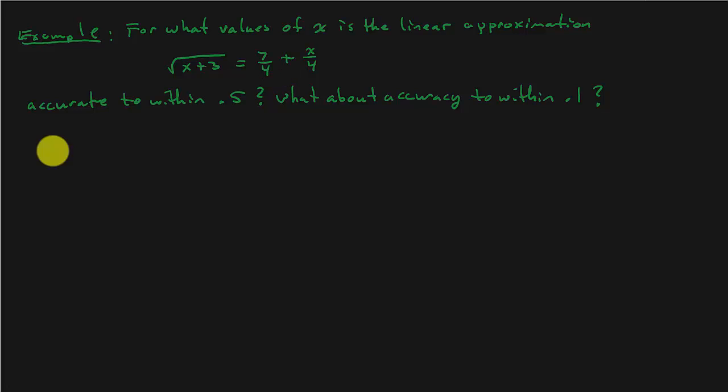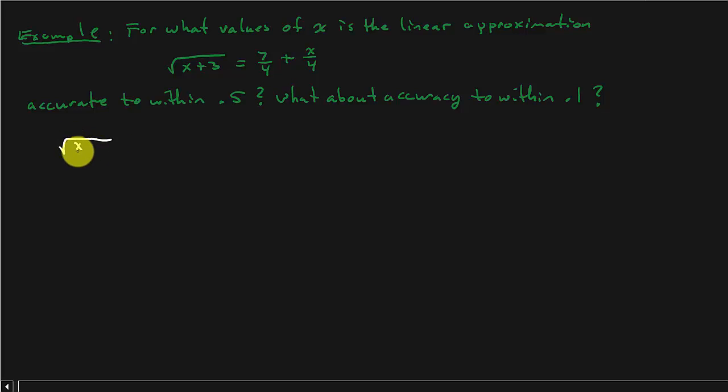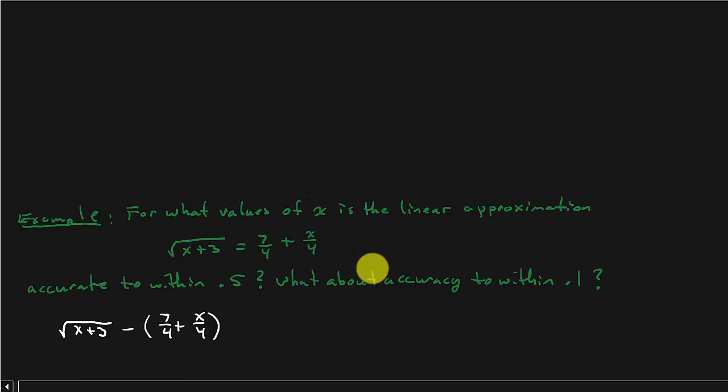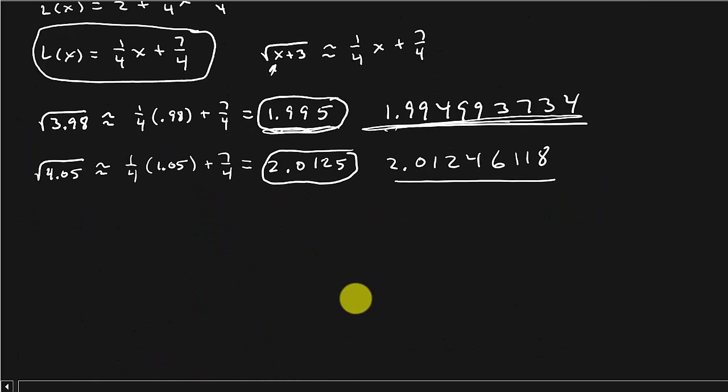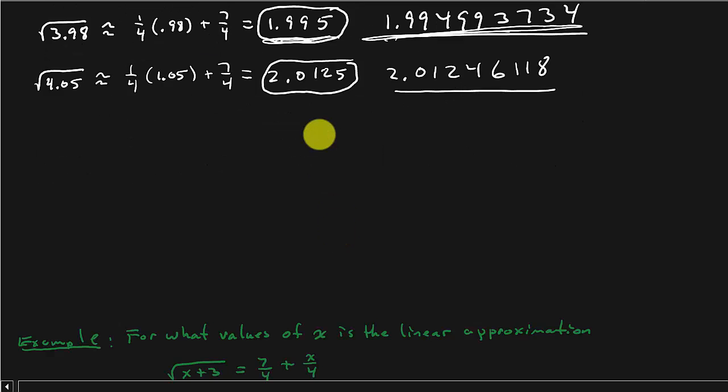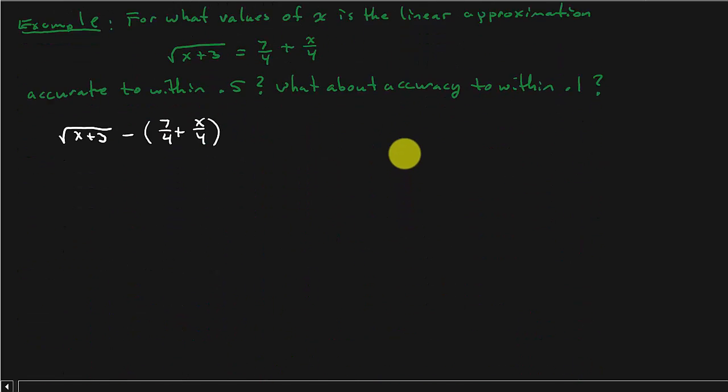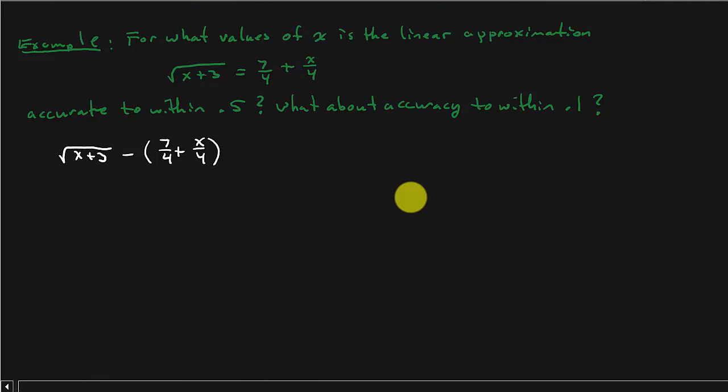Okay, so if I take the square root of x plus 3 minus 7/4 plus x over 4, and look what they did. You see how they wrote theirs? I just wrote mine in the mx plus b form. It doesn't matter. They just put the x up here and put this term at the end. It's the same thing. Okay. All right. So I want this to be less than 0.5.